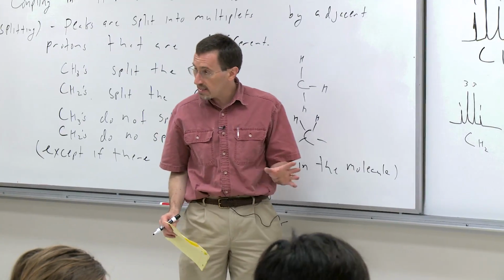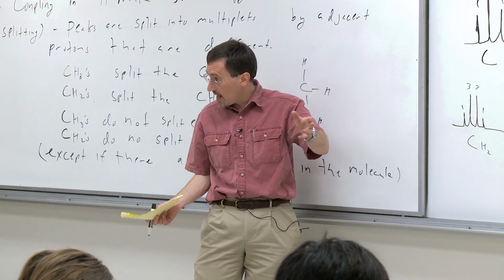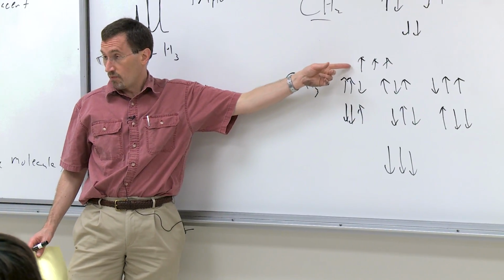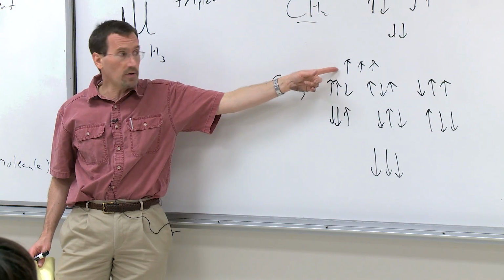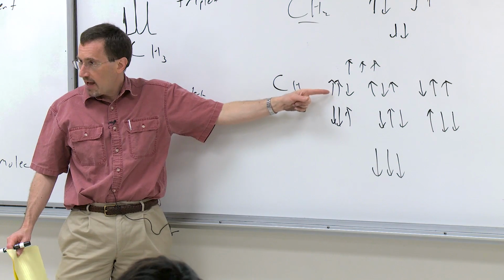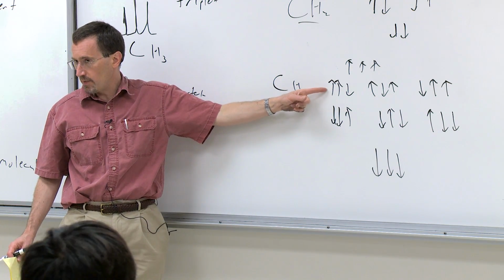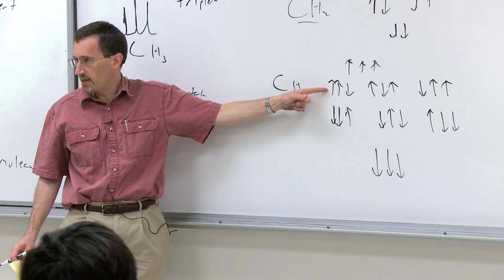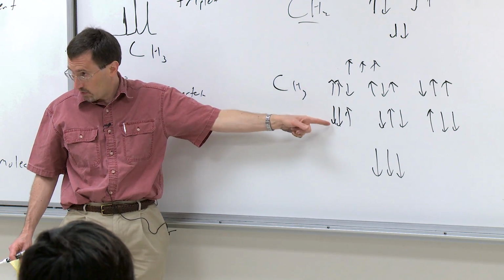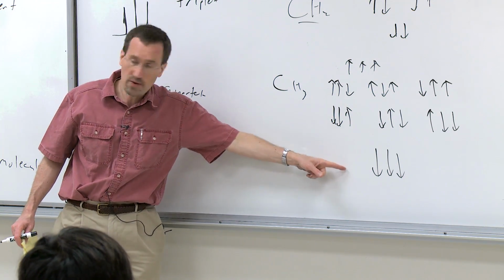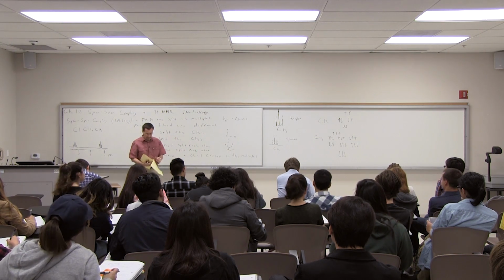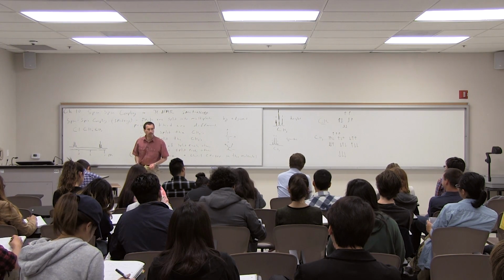In other words, statistically, of all of your many, many molecules, 1/8 of the molecules, roughly, have the CH3 with all 3 spins up. 3/8 have the CH3 with 2 spins up and 1 spin down. 3/8 have the CH3 with 2 spins down and 1 spin up, and 1/8 have the CH3 with all spins down. Thoughts?